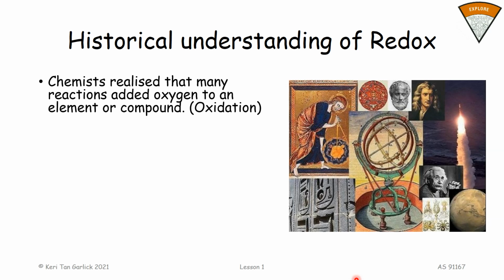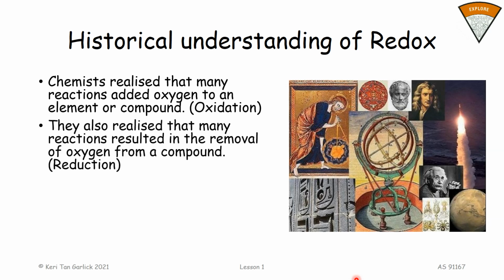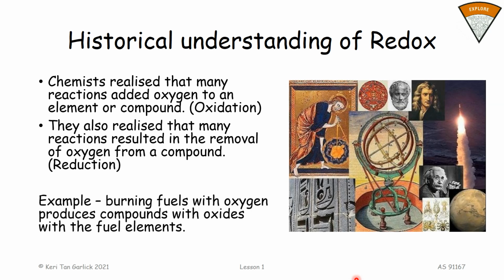the addition of oxygen to an element or compound. That's the oxidation. They also realized that in some instances that oxygen can be removed from a compound, and so they referred to that then as reduction. So the historical definitions of redox is referring to basically the addition or removal of oxygen. A good example of this would be burning any sort of fuels in oxygen. The 2 examples that I had earlier, the combustion reactions, forming metal oxide or forming water. Those are all examples of the older definition of redox.